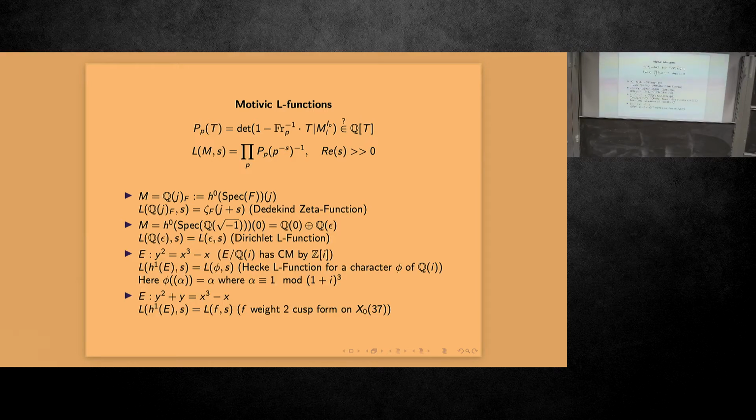So you have a rational polynomial, you plug in p to the minus s, and you make the Euler product, and that's the L function. So for example, if you have an H1 of an elliptic curve, this is a degree 2 polynomial, and you have this degree 2 Euler product.